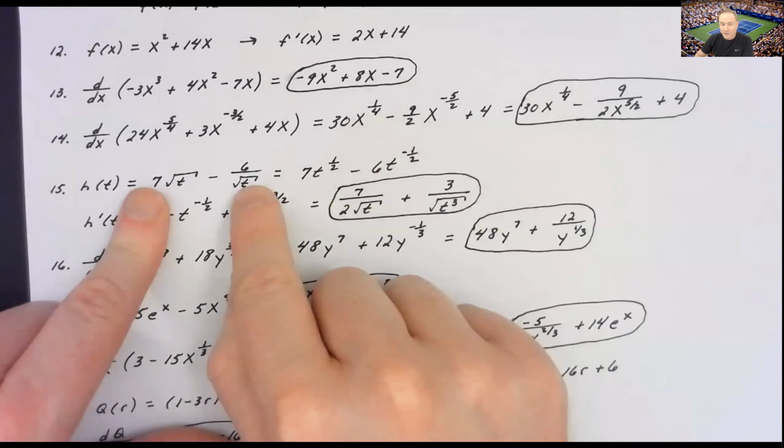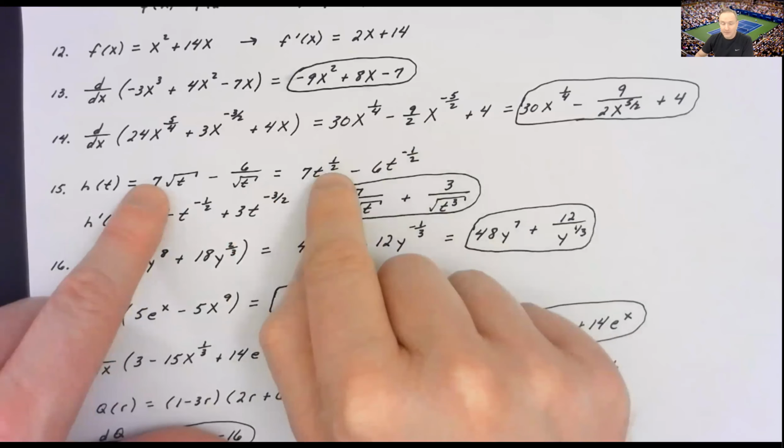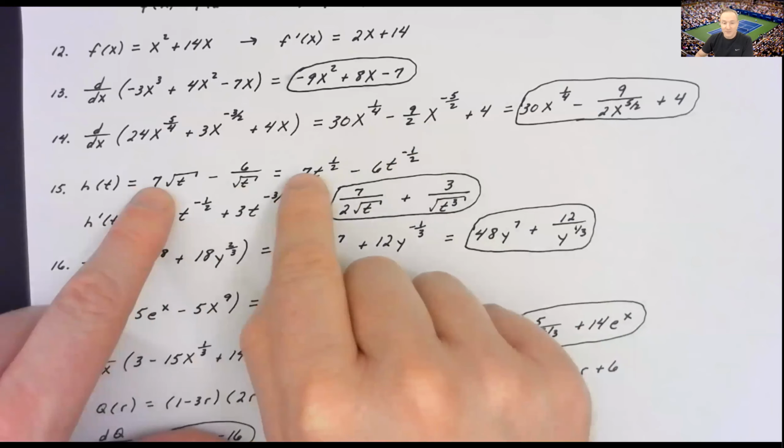Again, square root means 1/2 power. It's the negative 1/2 power since that square root was in the denominator. Now we need to simplify. Or sorry, now we need to take the derivative. We've already simplified the expression.